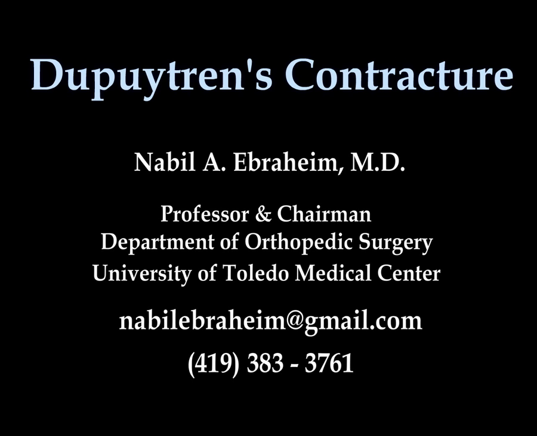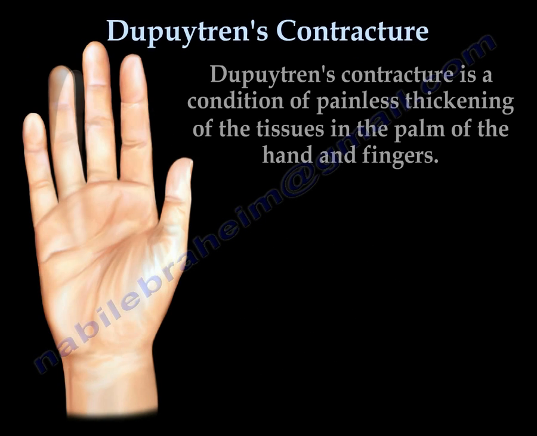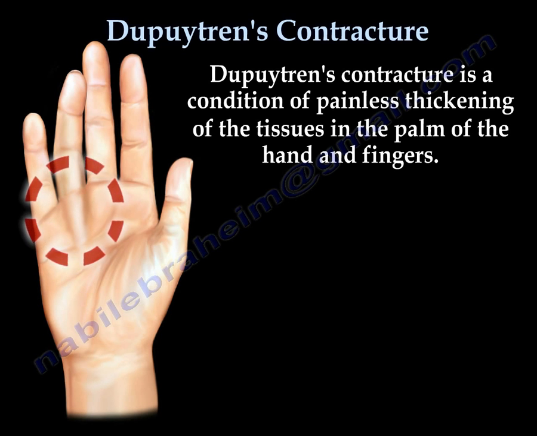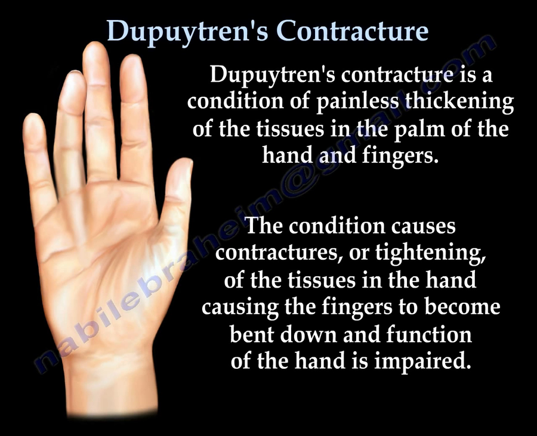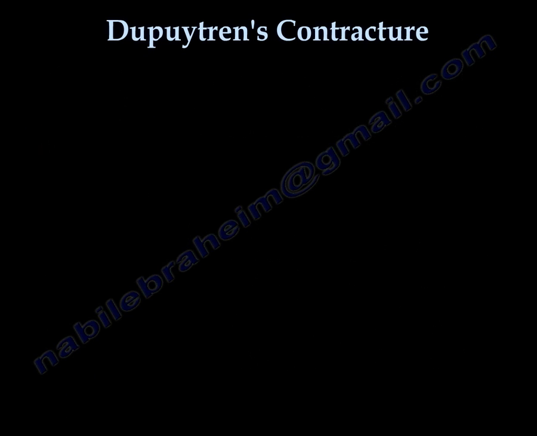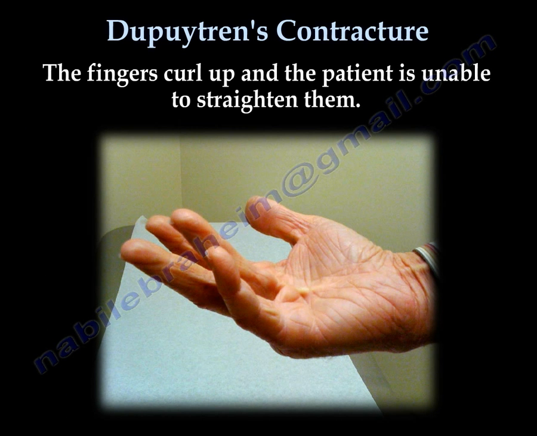Dupuytren contracture. Dupuytren contracture is a condition of painless thickening of the tissue in the palm of the hand and fingers. The condition causes contractures or tightening of the tissue in the hand. It causes the fingers to become bent down and the function of the hand to be impaired. The fingers curl up and the patient is unable to straighten them.